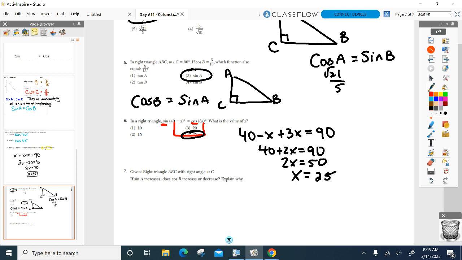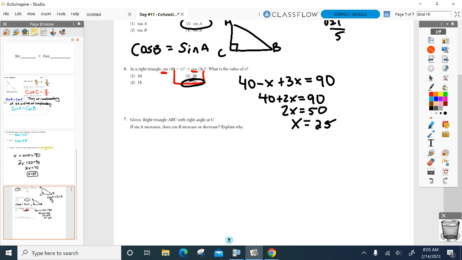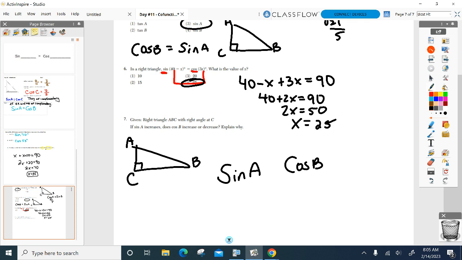And then number 7. Okay, I got right triangle ABC. C's the right angle. Again, A and B add to 90 then. If the sine value of A keeps increasing, what happens to the cosine of B value? Before I talk about what sine A does, what do you know about the sine of A and the cosine of B in this one? They're equal, right?